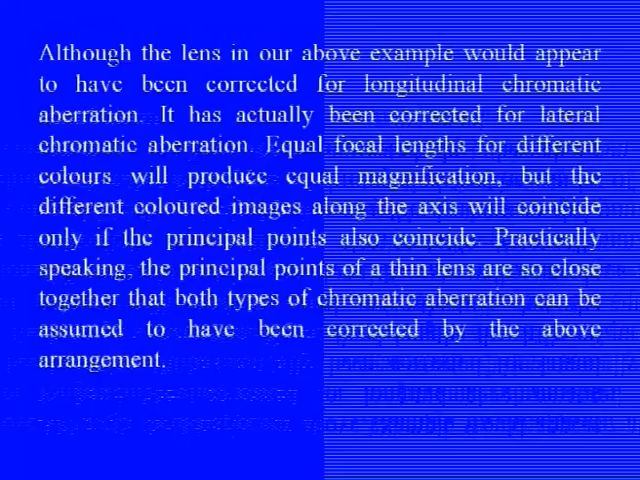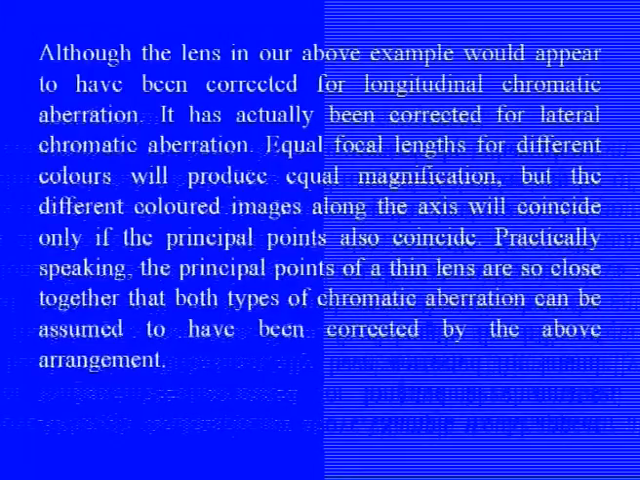Now, although the lens in our above example would appear to have been corrected for longitudinal chromatic aberration, it has actually been corrected for lateral chromatic aberration as well. You see, the equal focal lengths for different colors will produce equal magnification, but the different colored images along the axis will coincide only if the principal points also coincide. Focal length becoming equal is not enough. The focal point should also coincide, and that will be the situation if the principal points also coincide.